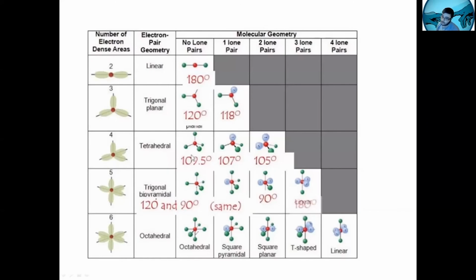Octahedral, 90 degrees in all directions, 90 degrees like this from the bottom and the sides, and also the sides, it's a square, so it's just 90s between them. Okay, very simple. And square pyramid is obviously the same thing, square planar, T-shape, linear, those are very easy to figure out. Okay. So I recommend memorizing some of these as well.